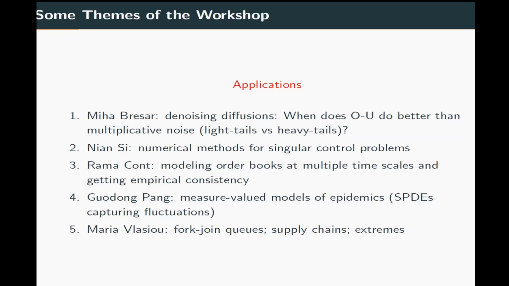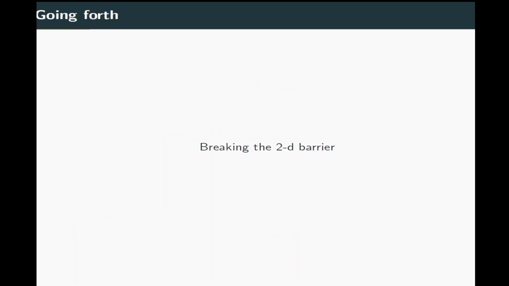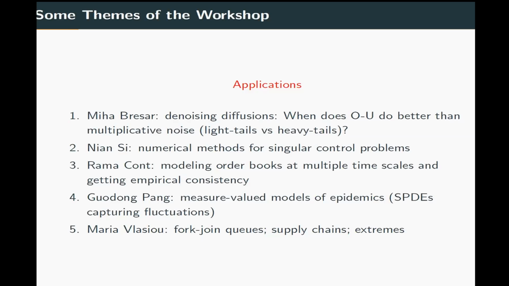Okay, so Maria Vlasiu, last but definitely not least, talked about fork join queues, supply chains, and extremes. So she also gave a lot of motivation as to why you want to study these fork join queues in various different contexts. So, okay, I hope I haven't missed anybody out. So any comments on anything so far? Okay, so that's just wrapping up some of the things that we saw.